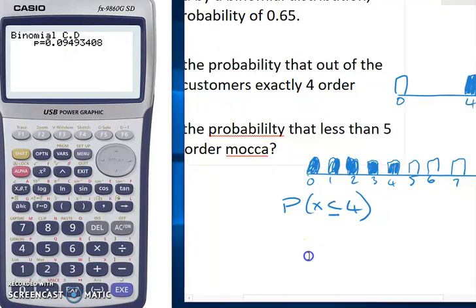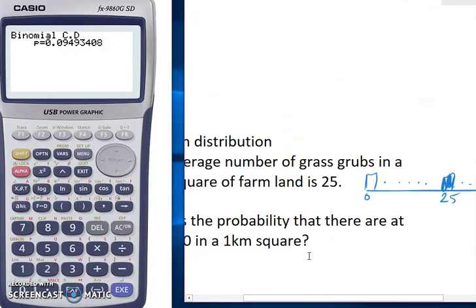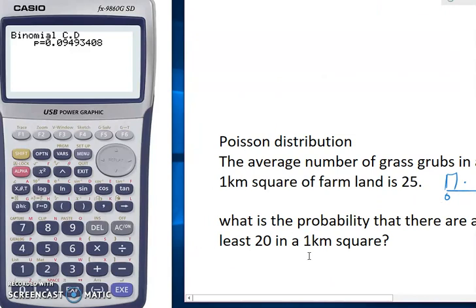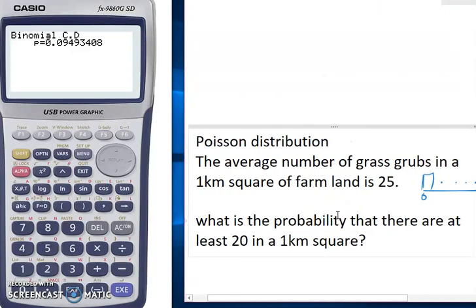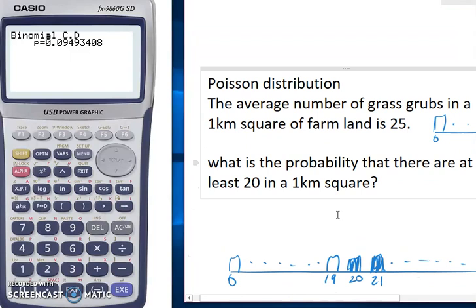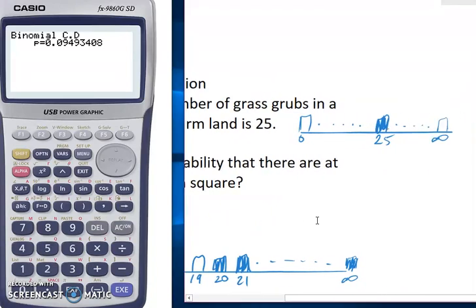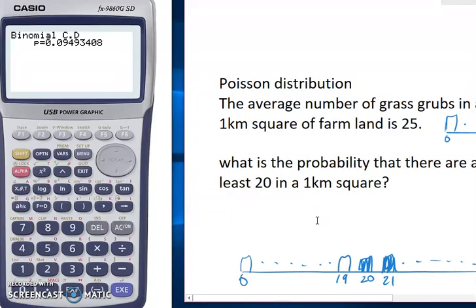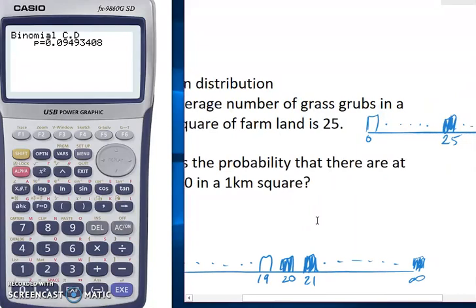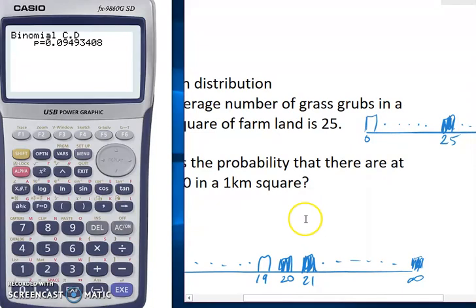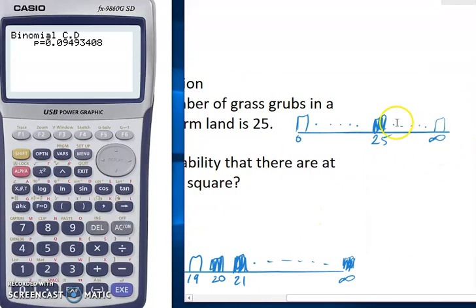The others are exactly the same. Poisson distribution: there's one little glitch in the second part of this. The average number of grass scrubs in 1 square kilometre of land is 25. What's the probability that there are exactly 25, the average? I forgot to put the perfect score of 25. Okay, so let's exit out of this.